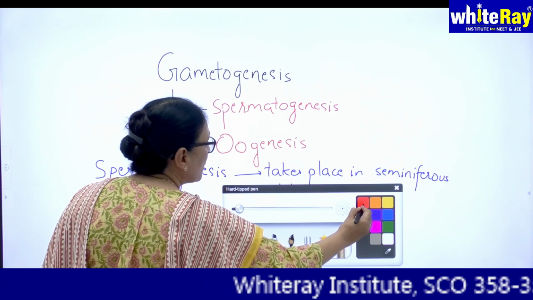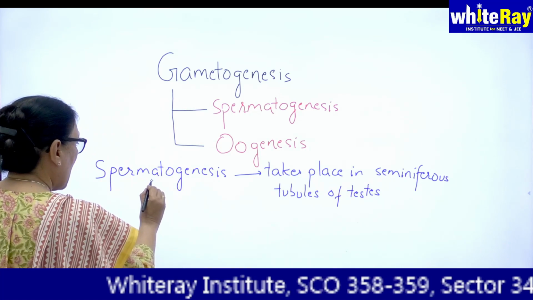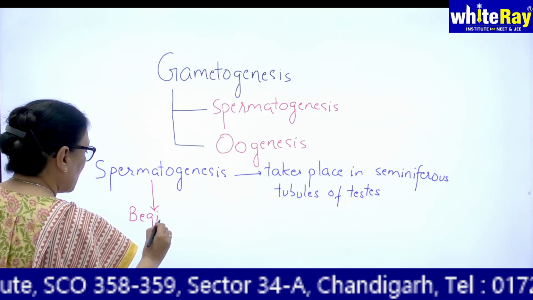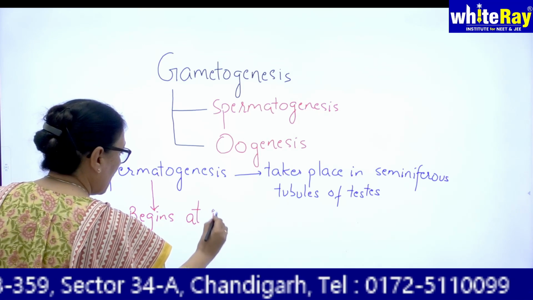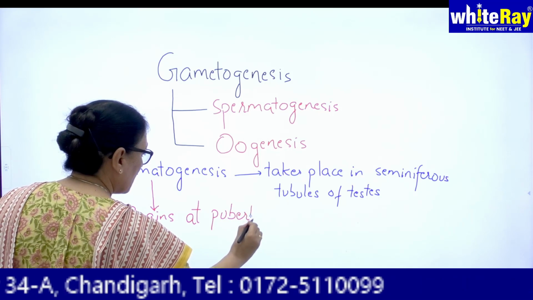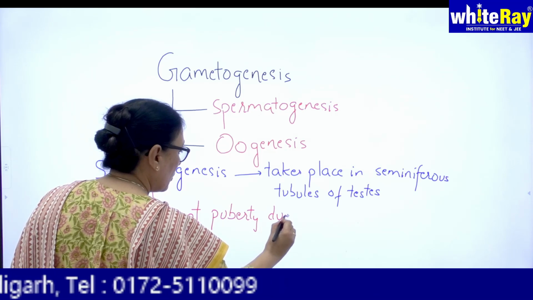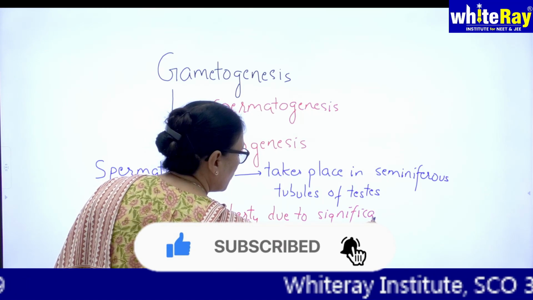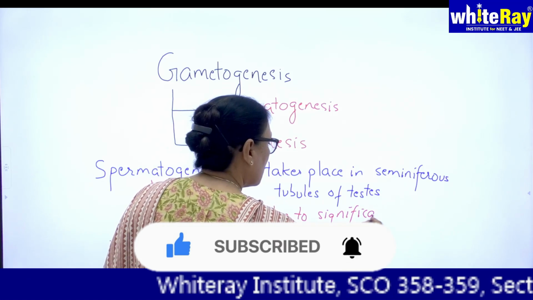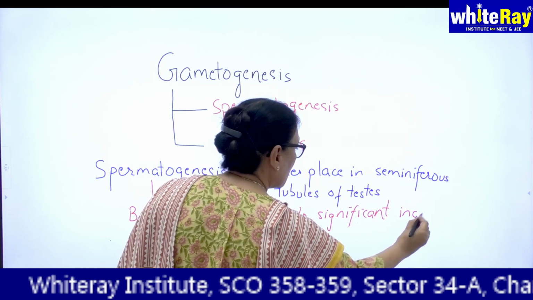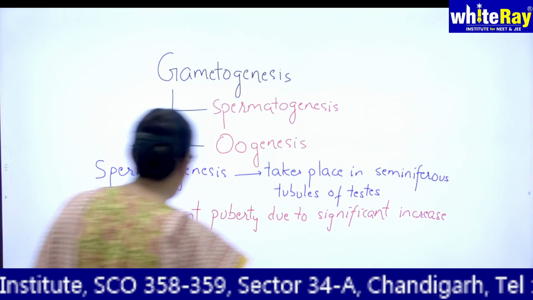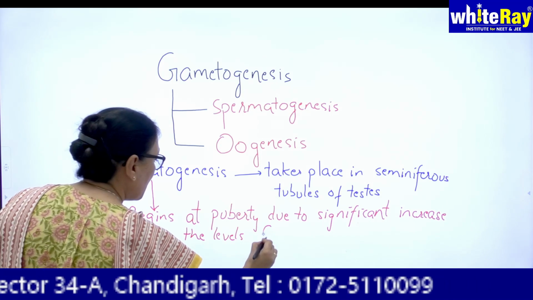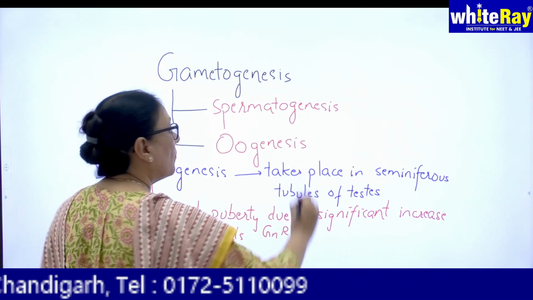Spermatogenesis begins at puberty due to a significant increase in the levels of GnRH, which is gonadotropin releasing hormone.